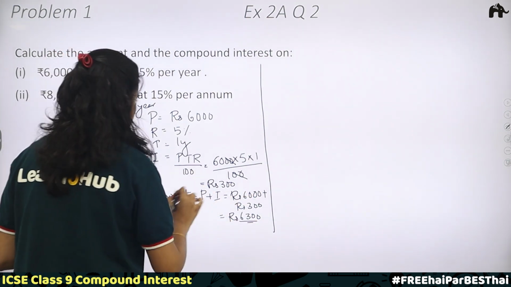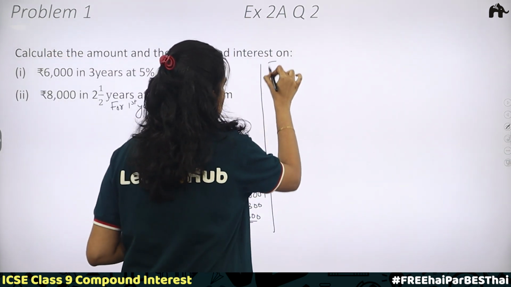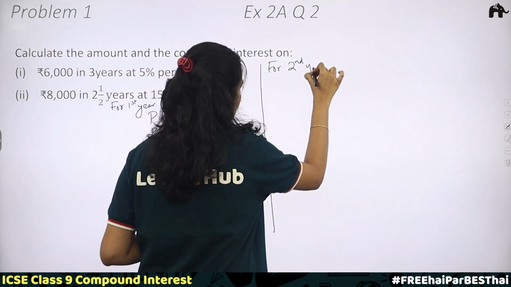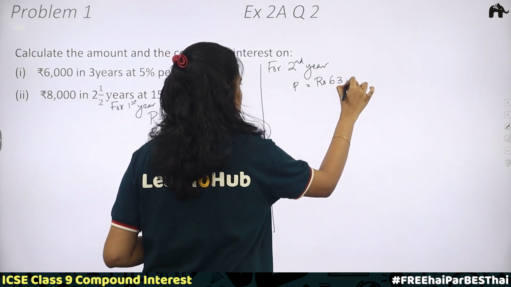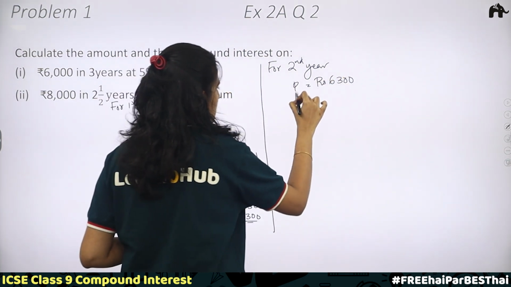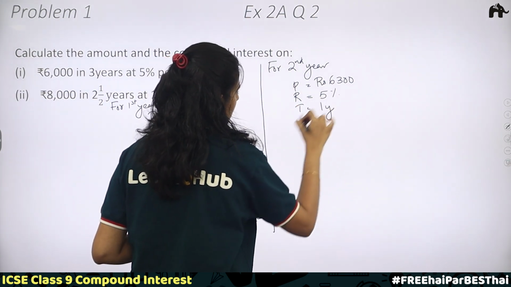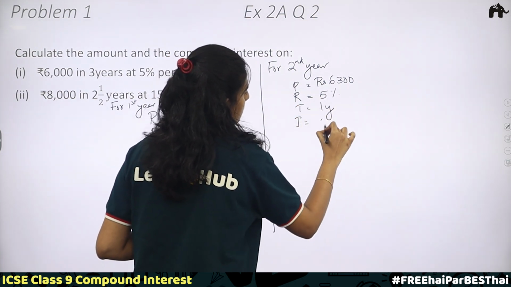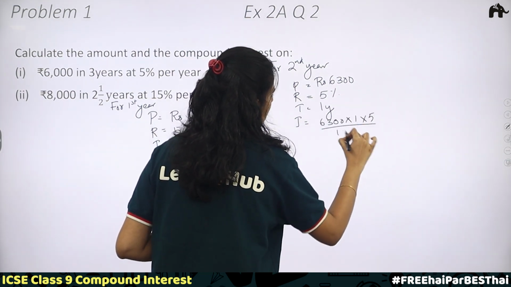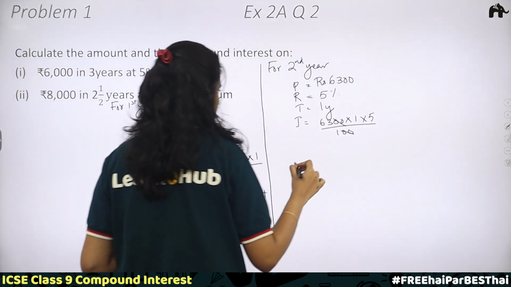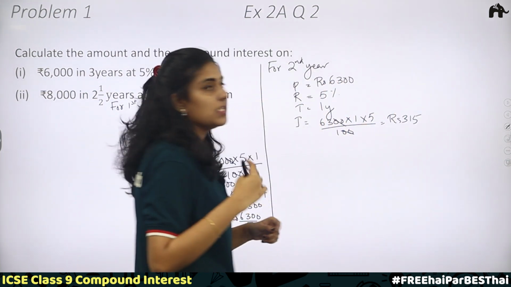Okay, now we have got the amount. This amount will be the principal for the next year. For second year, principal is equal to rupees 6,300. Rate of interest will be the same, which is 5%, and time is 1 year. Interest is equal to PTR by 100. Zeros get cancelled. 63 into 5, you will be getting rupees 315. Here the interest is rupees 315.